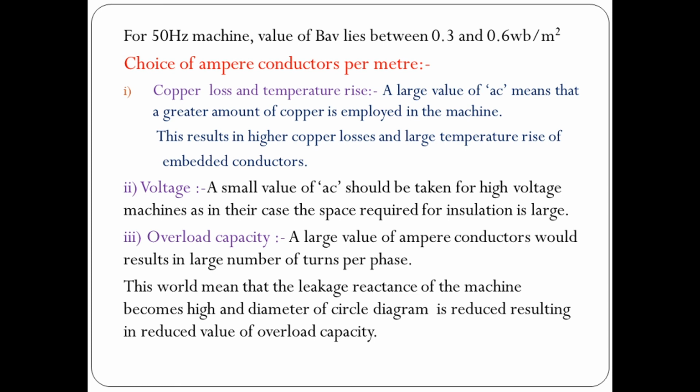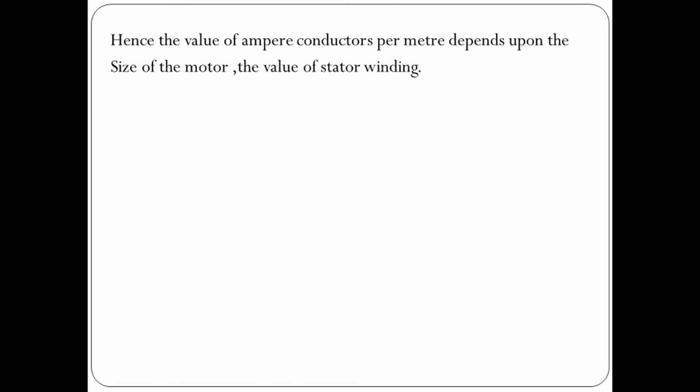If you choose a large value of ampere conductors, that will result in a large number of turns per phase. A large number of turns per phase means the leakage reactance of the machine becomes high, and if you see the characteristic curve of the induction motor, you will have a smaller diameter of the circle diagram. The circle diagram diameter will be reduced, which results in reduced overload capacity. So these three points you have to consider for the choice of electrical loading.